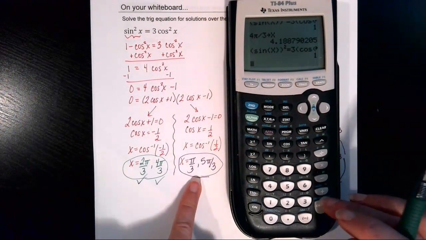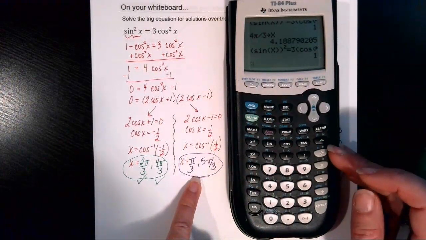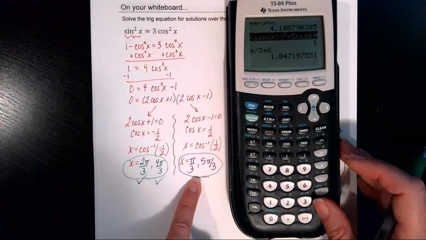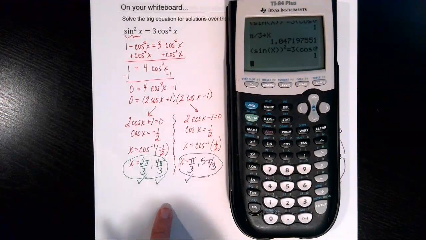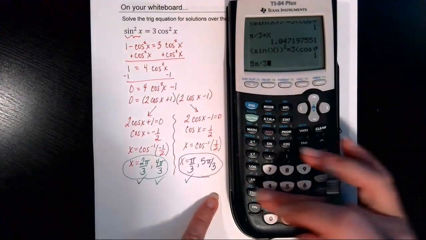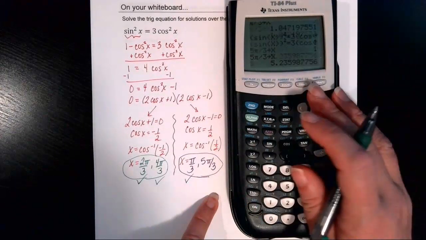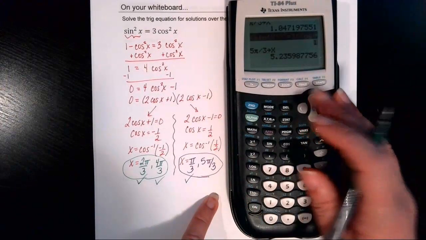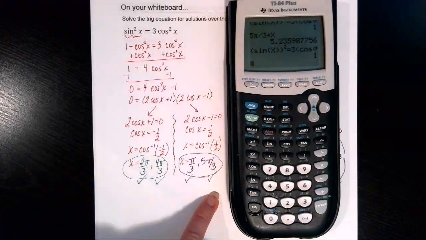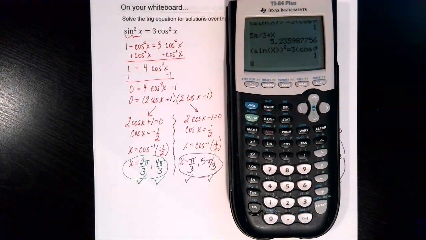Then for the next solution, we want to look at pi over 3. So we'll store that as x. Arrow up to grab that equation. Press enter, and pi over 3 checks. And then last but not least, 5 pi over 3. Store that as x. Grab that equation one last time. Press enter, and 5 pi over 3 also checks as a solution.